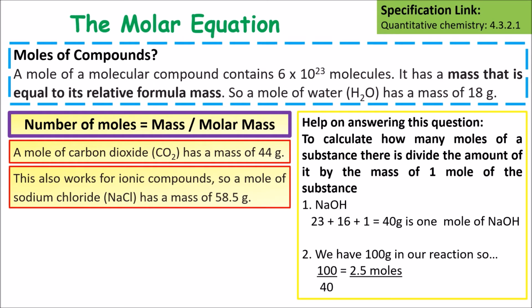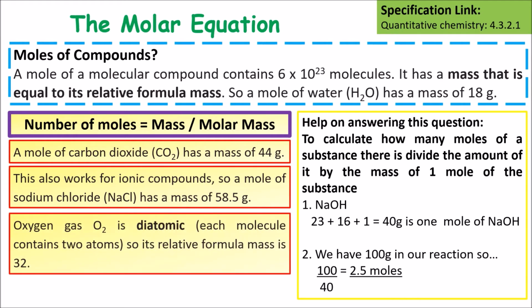So this also works for ionic compounds. A mole of sodium chloride has a mass of 58.5 grams. Oxygen gas is diatomic, so its relative formula mass is 32, because each oxygen atom has a mass of 16 grams each.